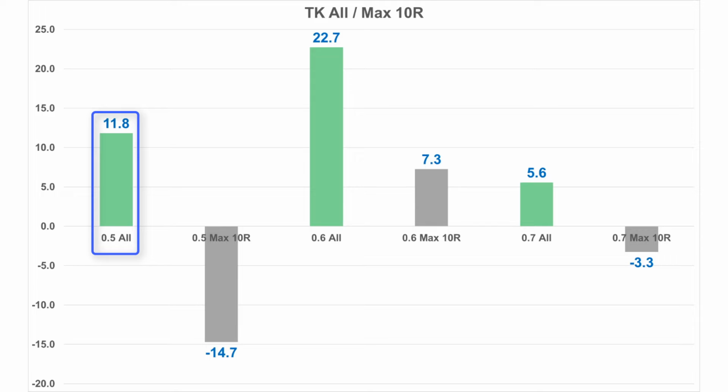Even with the small change to only a few trades, we see the profit plummet. In over 300 trades, 0.5 TK actually loses almost 15R under these conditions. 0.6 TK goes all the way from 23R down to 7R, and 0.7 TK goes from a winner to a loser.